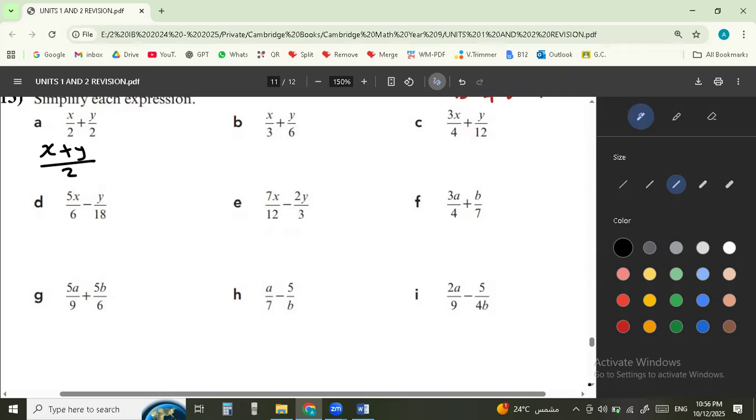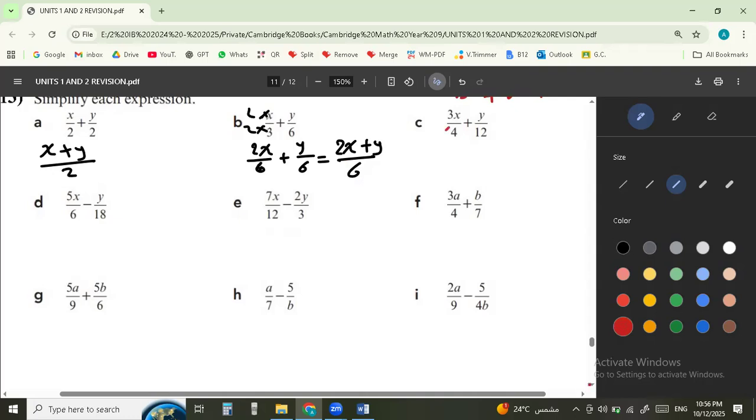Here, the denominators are not the same. I'm going to multiply this by 2. I multiply this by 2 as well. So it becomes 2x over 6 plus y over 6. Now the denominators are the same, but up on the numerator the x plus y remains x plus y.